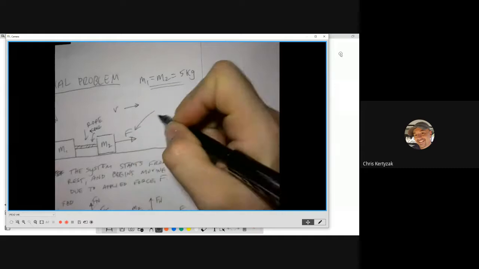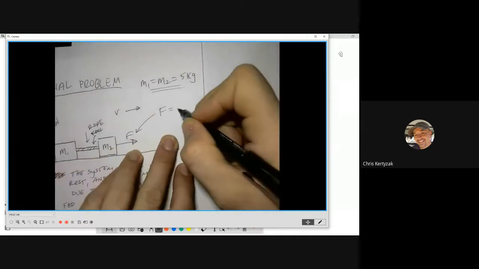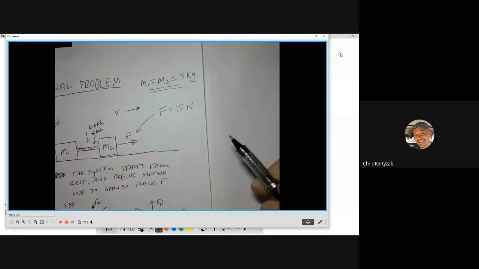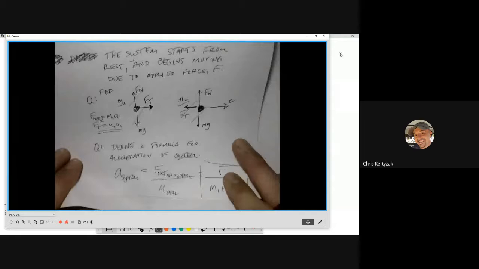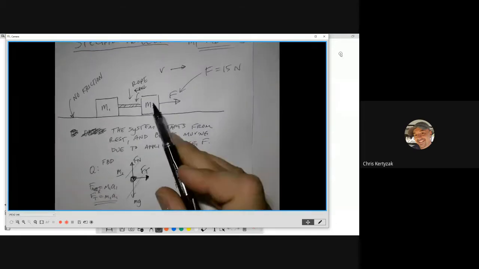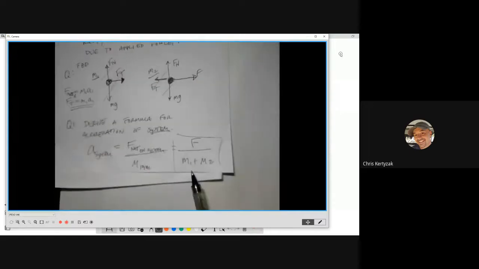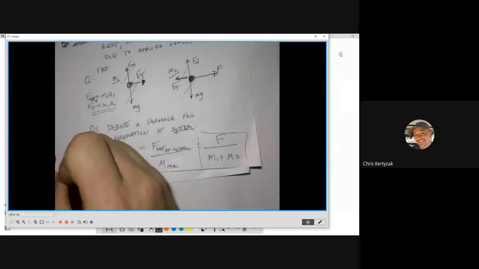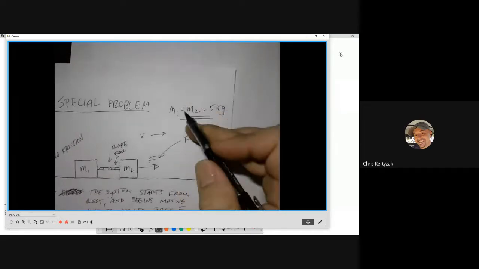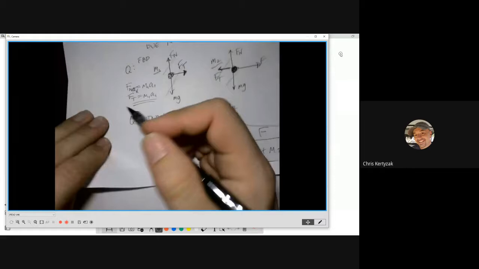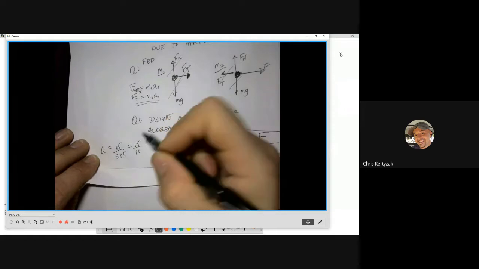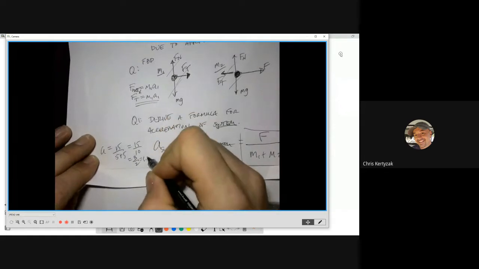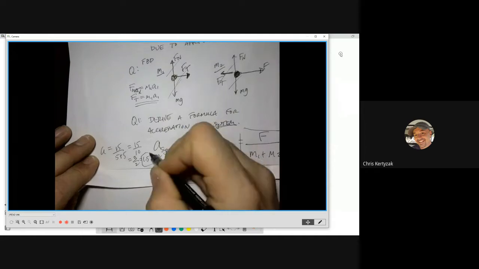And let's just say that applied force was, I don't know, say 15 newtons. So this is me again, just doing the numerical part with you, just so you see it. So what would the acceleration have been in the beginning when we got the acceleration? F, the total force to the right divided by whatever the inertia of the system was, M1 plus M2. So numerically my force was 15 divided by 5 plus 5, equals 15 divided by 10, which is a 3-to-2 ratio, which is 1.5 meters per second squared.